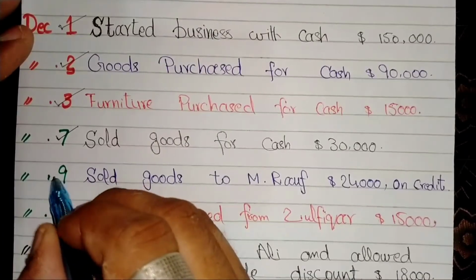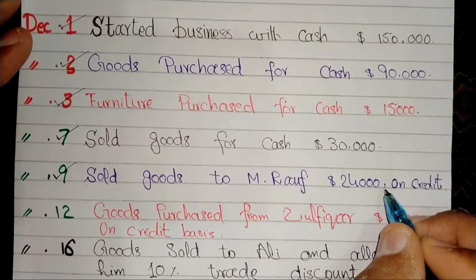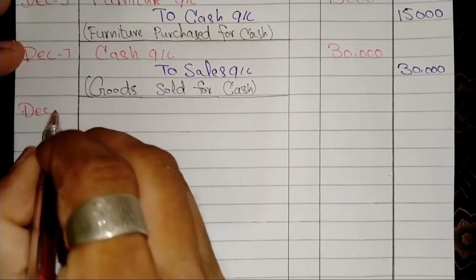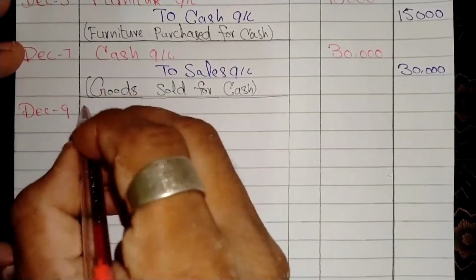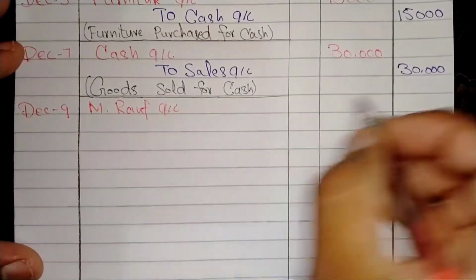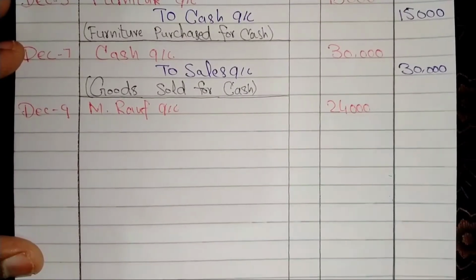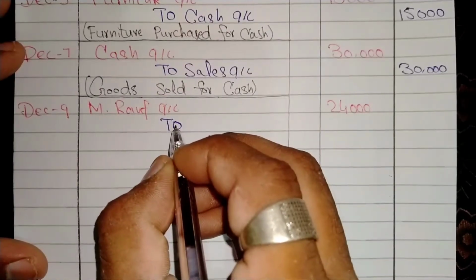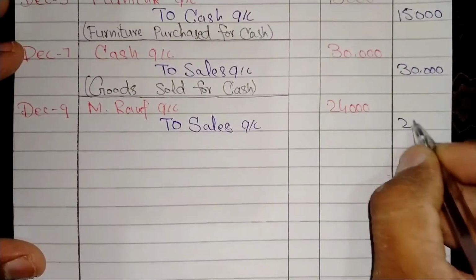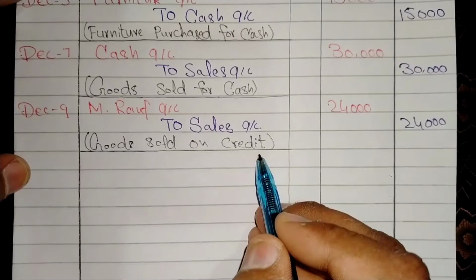The next transaction is on December 9th: sold goods to Mr. Rauf amounting to $24,000 on a credit basis, or on account basis. The entry for December 9th will be Mr. Rauf account debit with amount $24,000 to sales account credit, with description, goods sold on credit to Mr. Rauf.